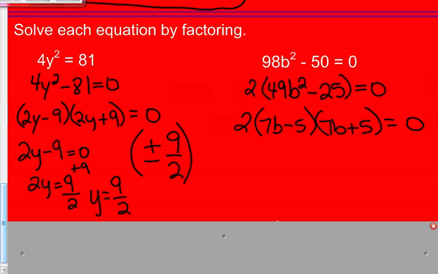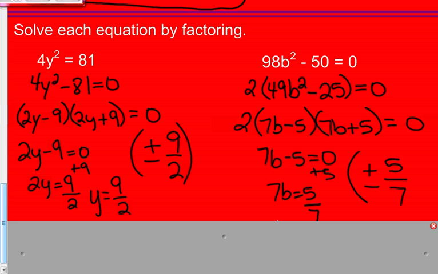Now, the 2 outside, if you say 2 equals 0, is that possible? No, 2 does not equal 0, so 2 is not a solution. We're trying to find solutions to this, and 2 is not one of our solutions, so we will not use the 2. But the 7b minus 5, go ahead and solve for this one. Add 5, so you have 7b equals 5. Divide by 7, so our answers would be a positive or a negative 5/7. And again, the 2 is not included because 2 does not equal 0.